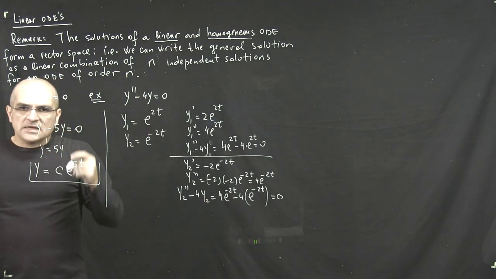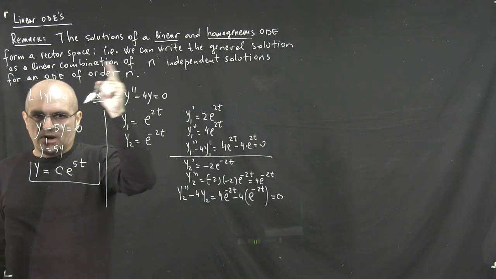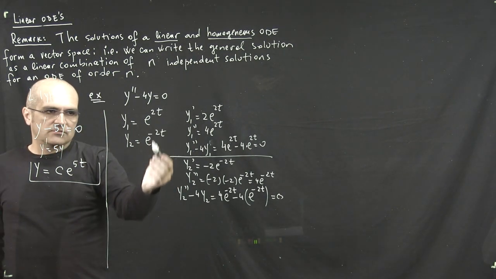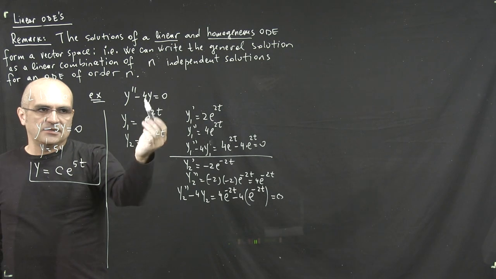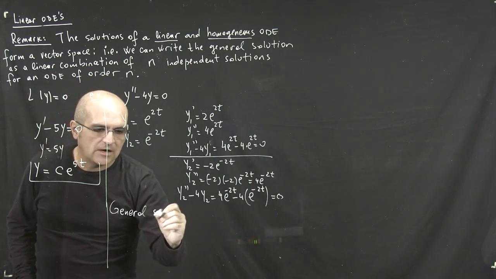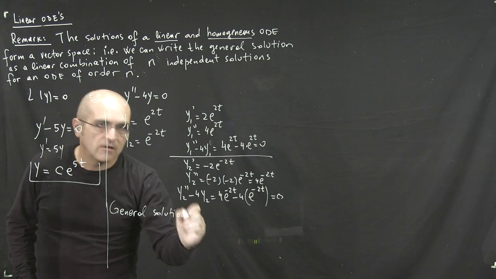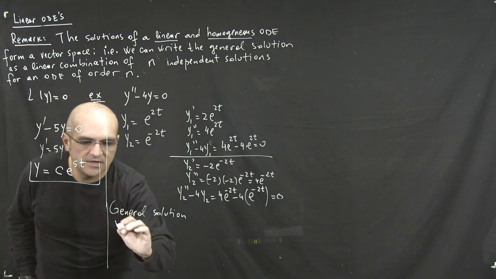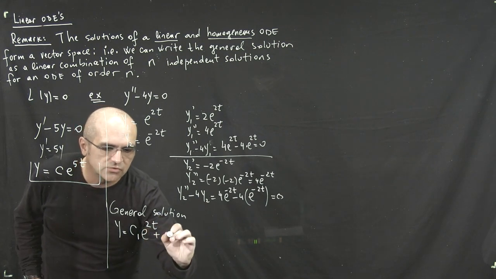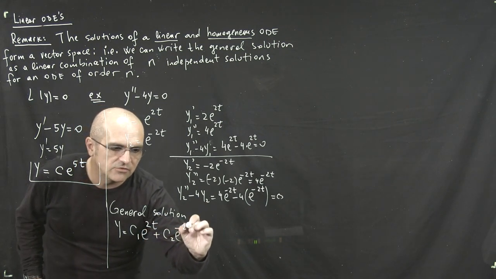ODE. So going back again to the remark I wrote here, once I have these two independent solutions, so they're not multiples of each other, they're independent, then I know the general solution of this equation is just a linear combination of these two independent solutions, c1 e^(2t) plus c2 e^(-2t).